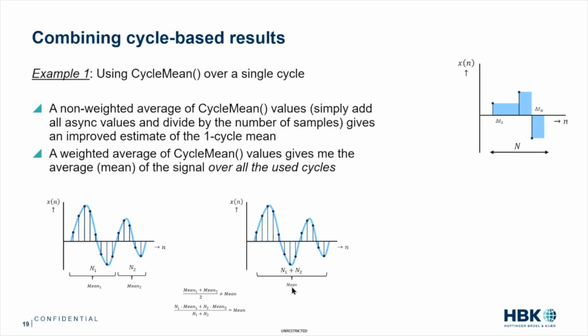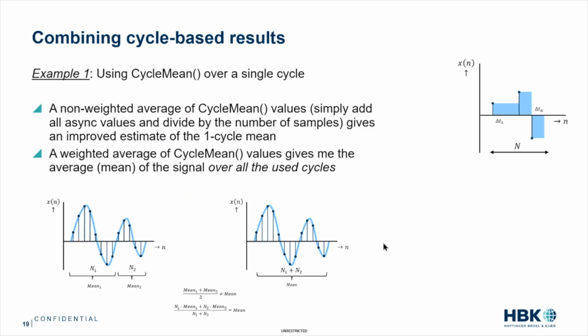If you now go through the math, you see that if I take the non-weighted average of those 2 mean values, mean 1 plus mean 2 divided by 2, that is not equal to the mean that I measure here. If I take the weighted mean, so I weigh mean 1 with the number of samples that I used to calculate mean 1, and I weigh mean 2 with the number of samples that I used to calculate mean 2, and I divide that by the total number of samples, then I get the mean. So the weighted sum of those samples is the same as the mean over the whole time period that I was averaging over.